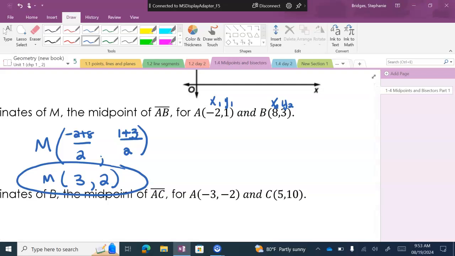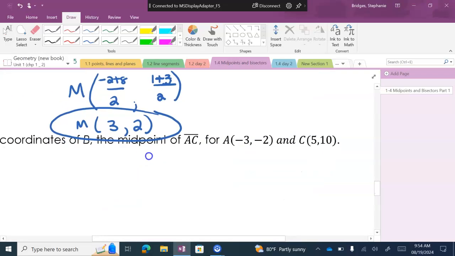So there's a difference. One's a number line with just endpoints: add, divide by 2. That gives you the coordinate of the midpoint. If it is an ordered pair or from a graph, you add your x's, divide by 2, add your y's, divide by 2, and that is the resulting midpoint ordered pair. I can't talk. Ordered pair is what I was trying to say.